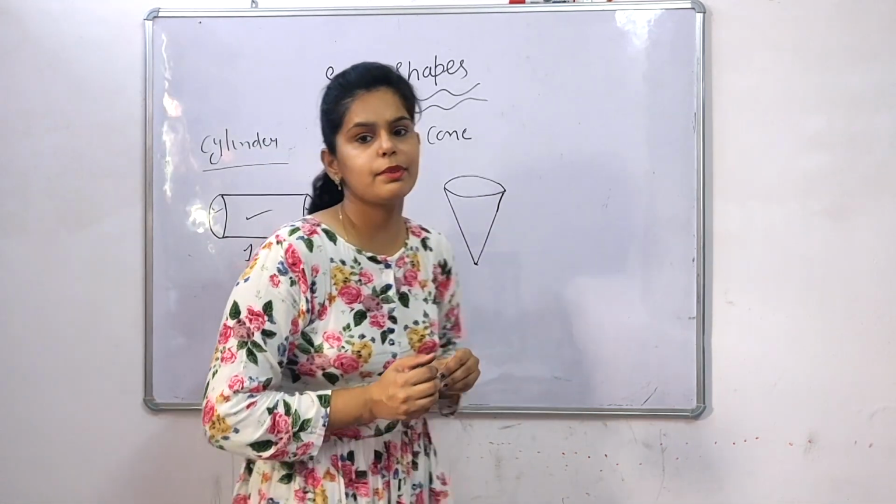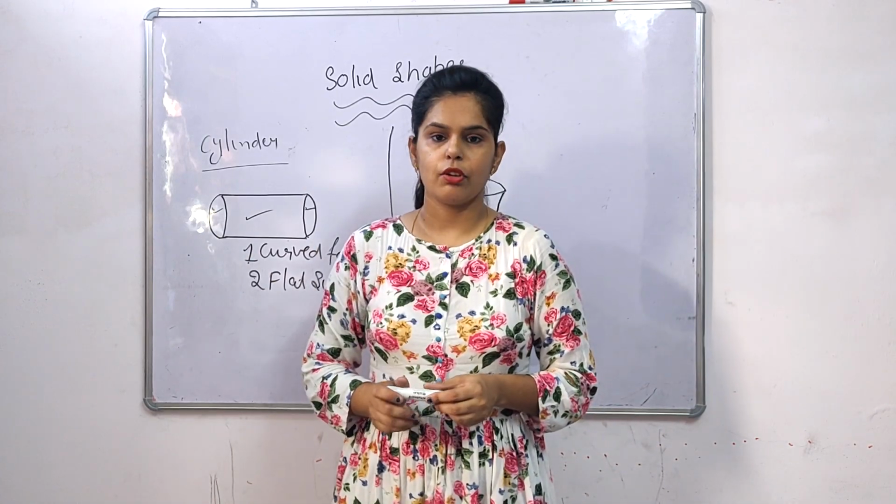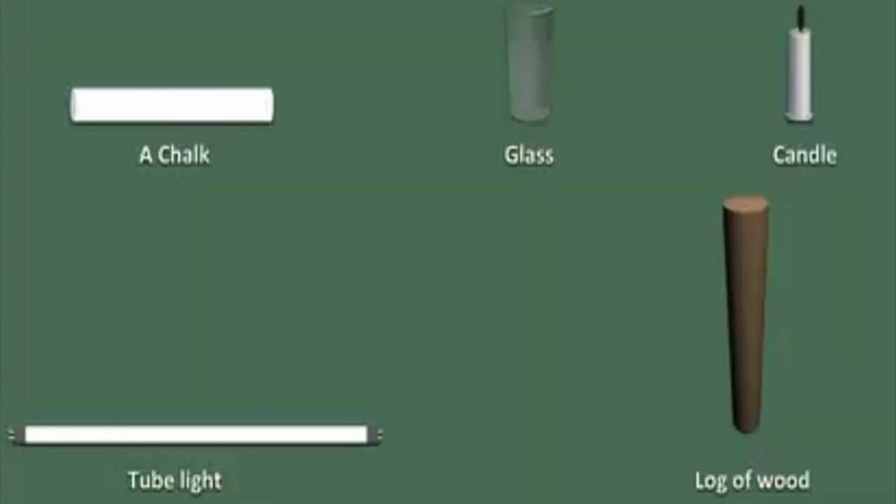Examples can be a pencil also, right? Look at this picture. These are all examples of cylinder shapes.